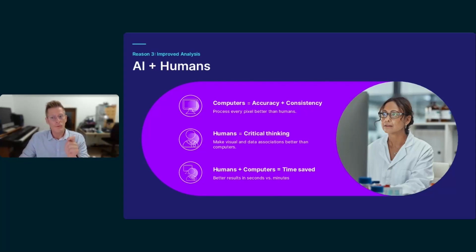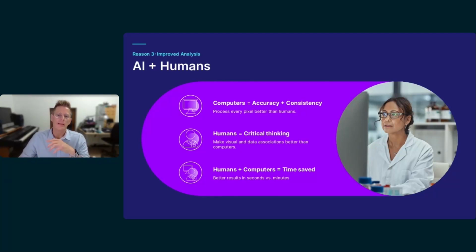However, humans remain today better at critical thinking, meaning we're able to make those non-obvious visual associations between the data that we're viewing than computers are able to. And the result is that humans plus computers give us a better result in less time.